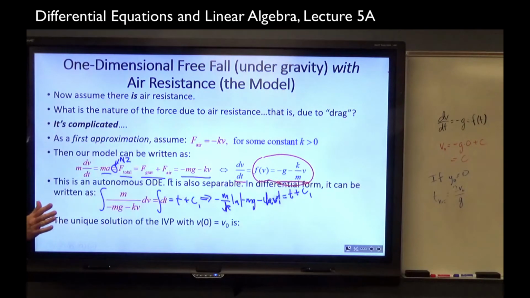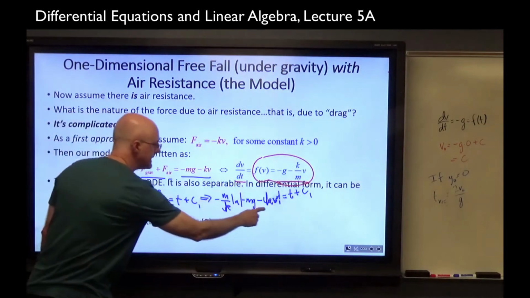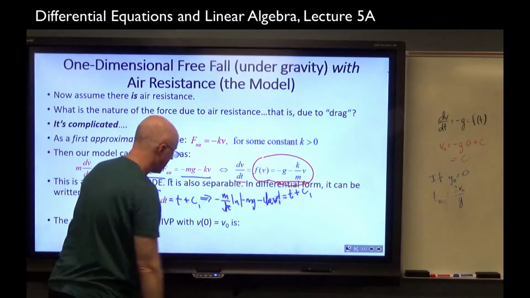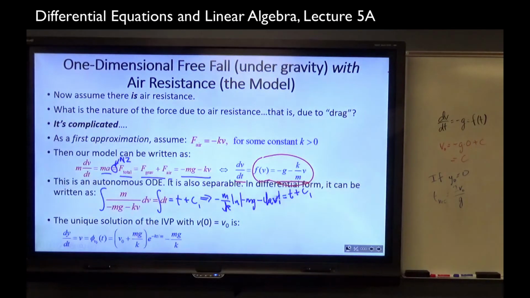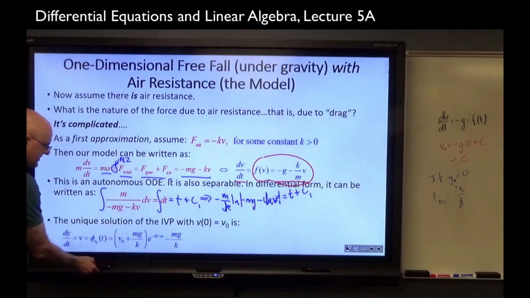Here's the answer you should get if you replace this in here with mg plus kv. You should get this. V as a function of t is this function of t. I'm using an extra label in here.